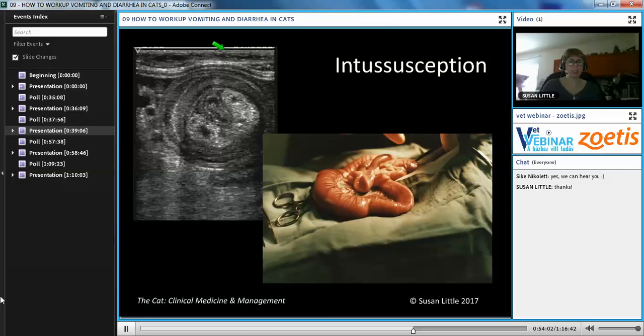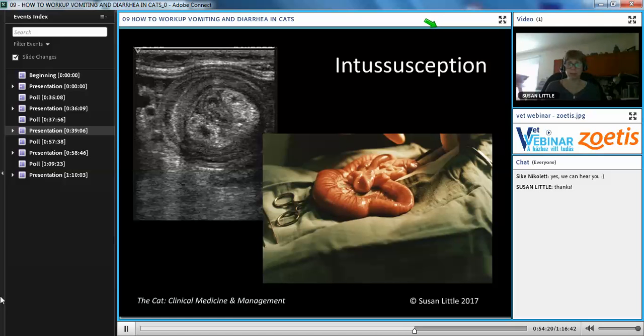Same with intussusception. So we get a very specific appearance on ultrasound with these concentric circles of alternating layers of echogenicity. And here we are at surgery. You can see there's the section of intussusception right there that this cat ended up having a resection.